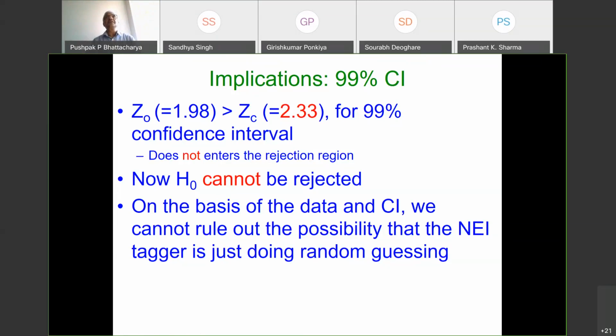On the face of it, the error is 65. The accuracy value is 64%. But if our acceptance level is very low, if our tolerance level is very low, and we can tolerate only 1% error, we can go wrong only in 1 out of 100 situations, then only 64% accuracy is not enough for me to rule out the possibility that this named entity identifier is just doing random guessing. That is the consequence. I hope you have understood.